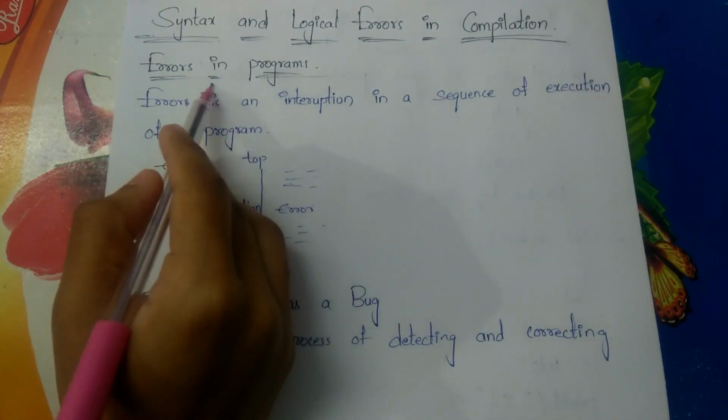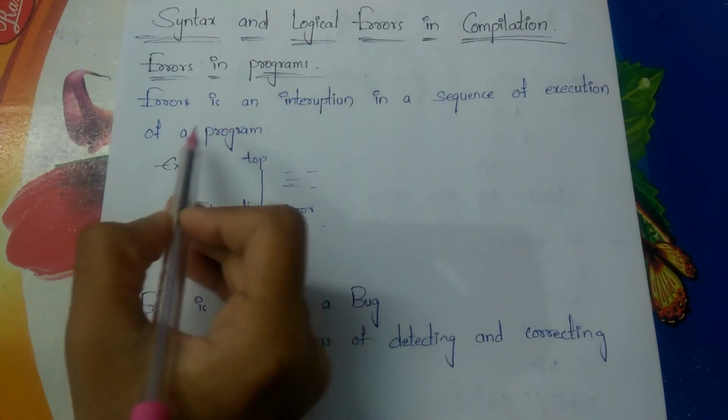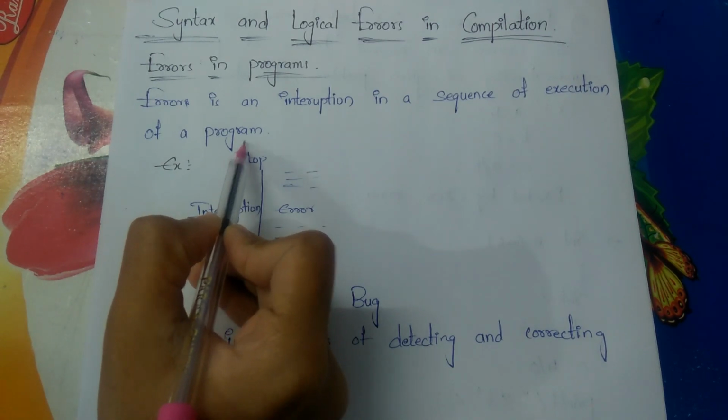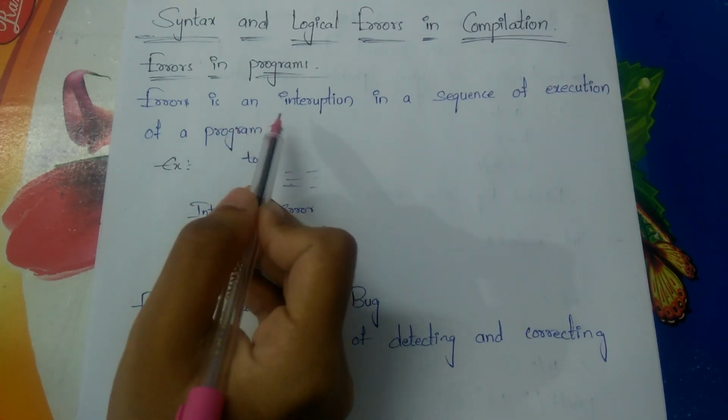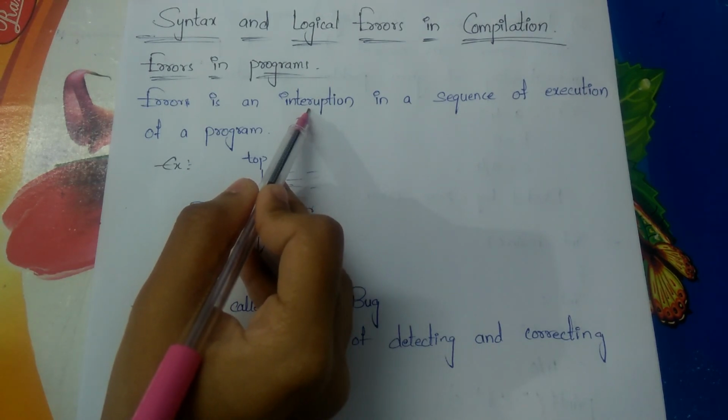First, we shall see the errors in a program. An error is an interruption in the sequence of execution of a program. Whenever we execute a program, there may be some errors. That error is nothing but an interruption. After rectifying the error, after debugging it, the program will be executed.